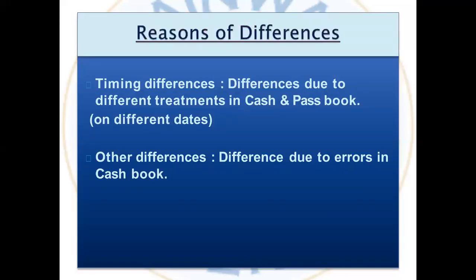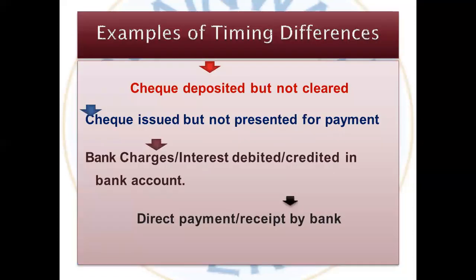But there are some different reasons for the differences. There will be timing differences. I told you that somebody has not cleared the check, somebody has not presented the check. It will take time. So the time factor makes the difference, or maybe some errors in the cash book. Then what are the timing differences? A check deposited but not cleared, or a direct payment received by the bank, or there may be bank charges or interest. Bank charges means that the bank will deduct some money from your account for its service.